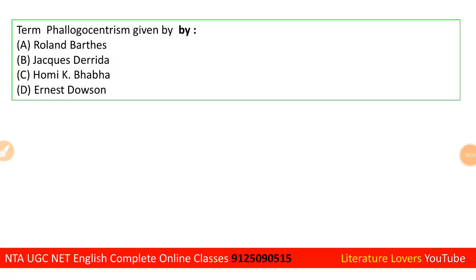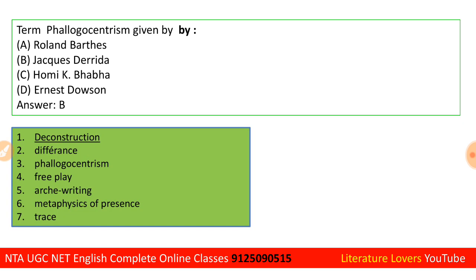So here is the next one. The term phallocentrism was given by Roland Barthes, Jacques Derrida, Homi Bhabha, or Ernest Dowson? So learners, please do select the right answer. Now learners, you can see the correct answer on your screen. B is the correct answer, Jacques Derrida. Phallocentrism, deconstruction, différance, free play, archi-writing, metaphysics of presence and trace: these are the basic terms given by Jacques Derrida. He is also known for his important works and for giving the theory of deconstruction. So this one is the correct answer.